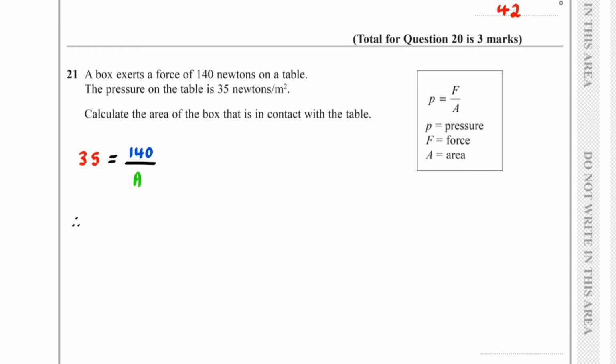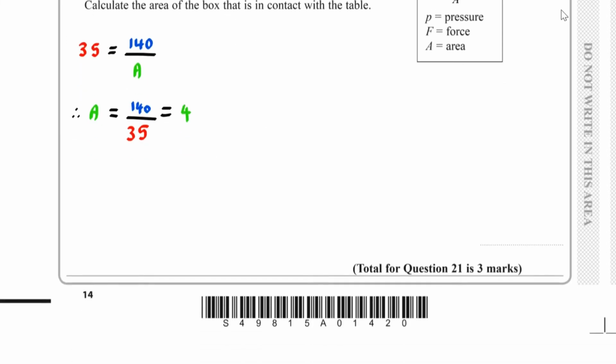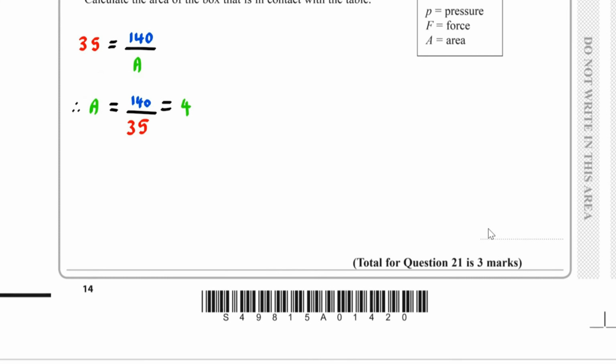And what we need to do is find out what A is. So A will equal 140 divided by 35. So it turns out A is equal to 4. So we have 4 meters squared.